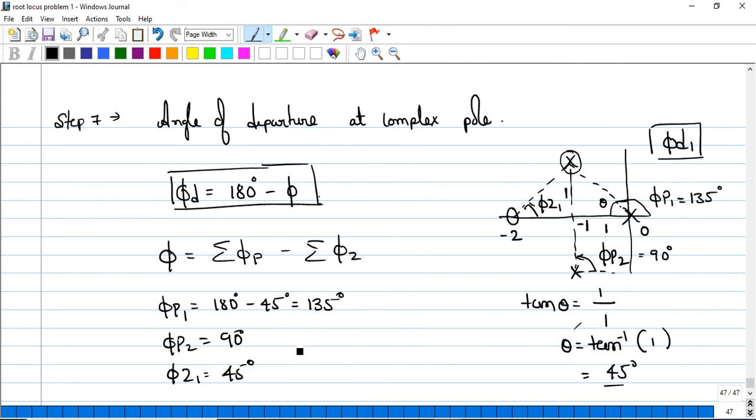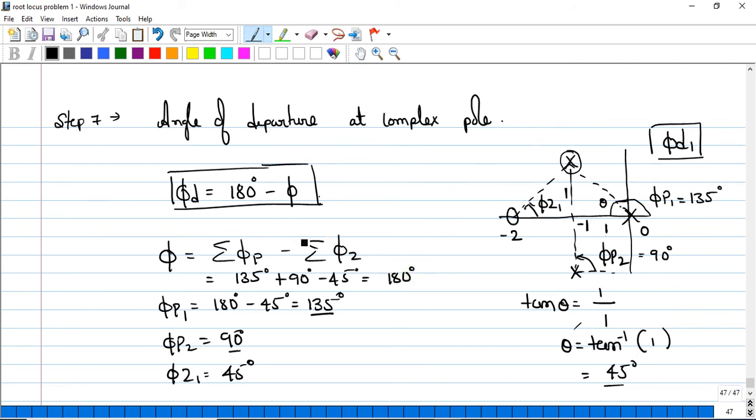substitute here, so what is the formula? If I substitute 180, 135 plus 90 minus 45. 135 plus 90 minus 45. I will get the angle as 180 degrees.